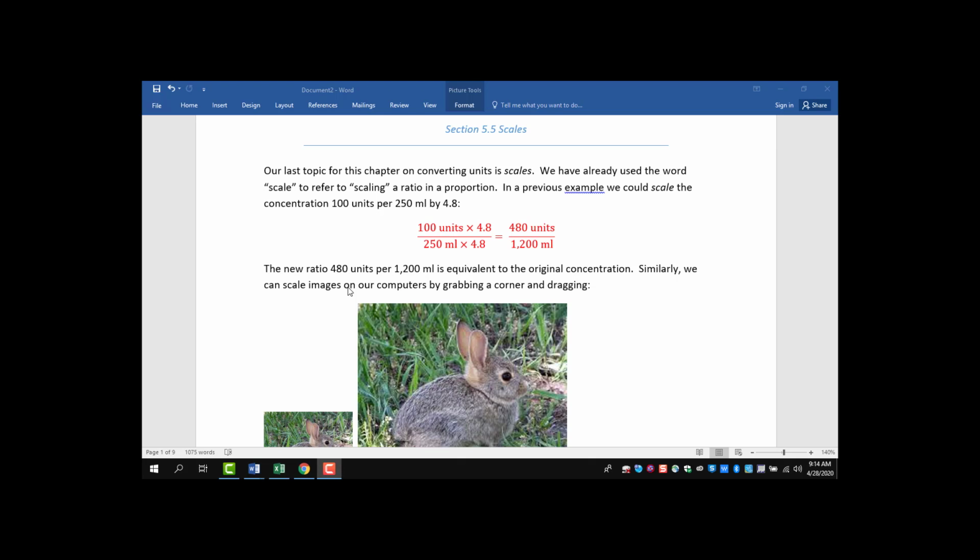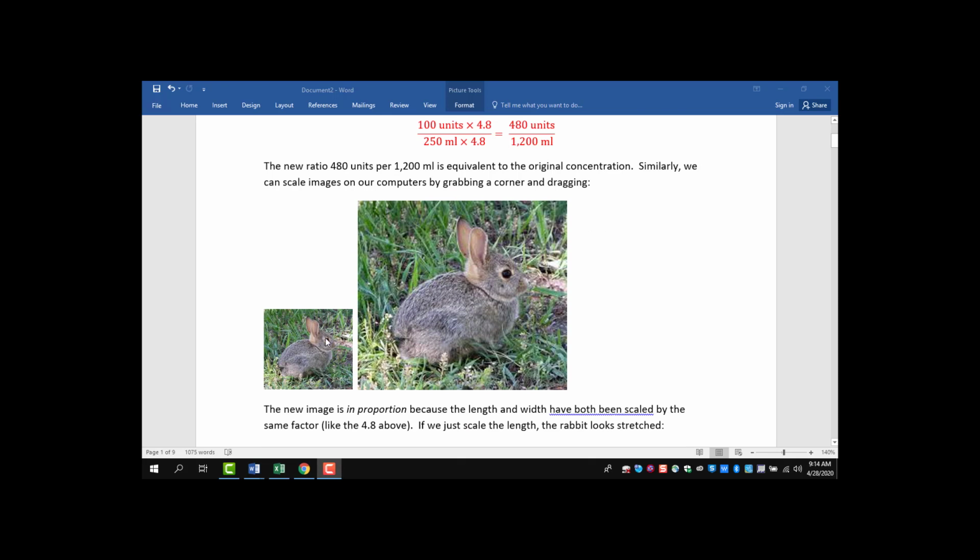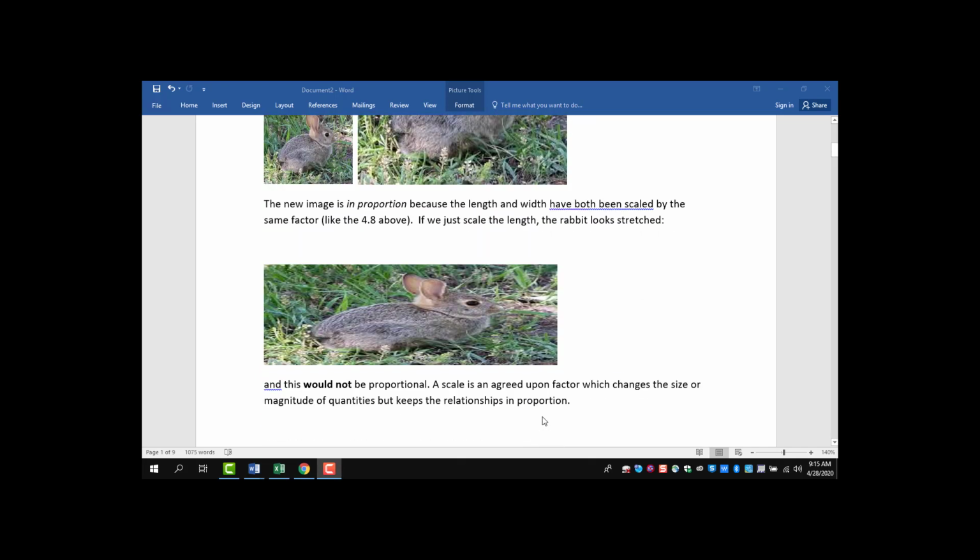Similarly, we can scale images on our computer by grabbing the corner and dragging. And we've done this a lot. So we can take a little picture like this and blow it up to like this. Now this is scaled, right? The new image is in proportion because the length and width have been scaled by the same factor, like the 4.8 above. If we just scale the length, the rabbit looks stretched, and this would not be proportional.